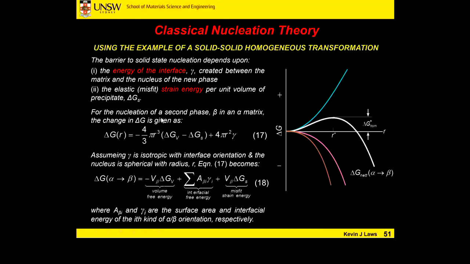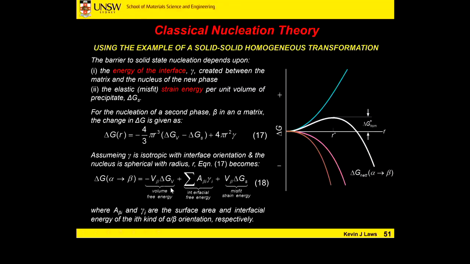So for the nucleation of a second phase, let's just call it beta, in an alpha matrix, the change in delta G is given by this equation here. Assuming gamma is an isotropic property with interface orientation and the nucleus is spherical with a radius of r, we can convert our equation 17 into this equation here. So the change in free energy associated with this transformation from alpha to beta, a solid nucleating within another solid, is given by this general form of the equation.